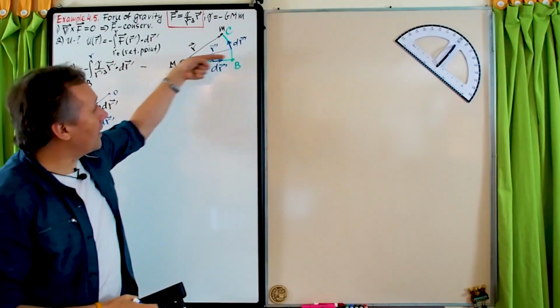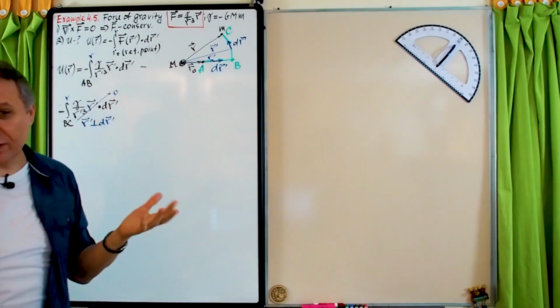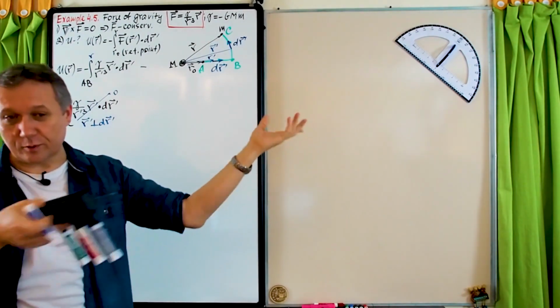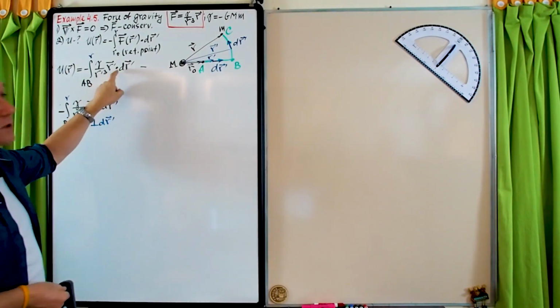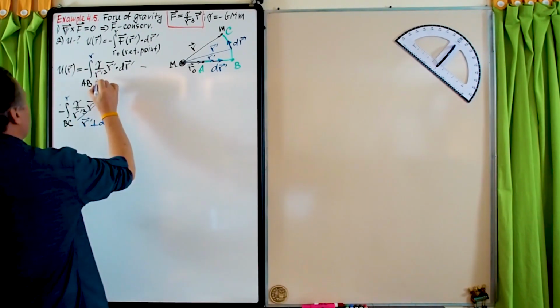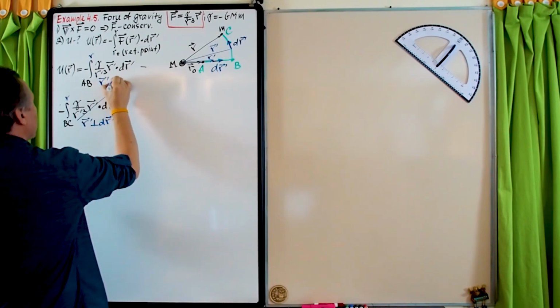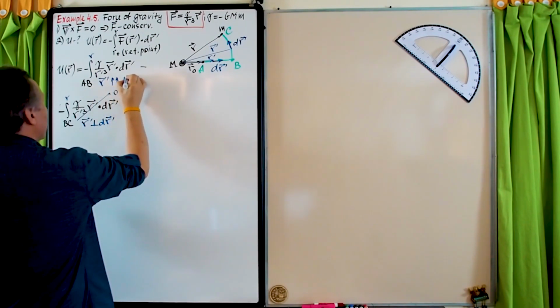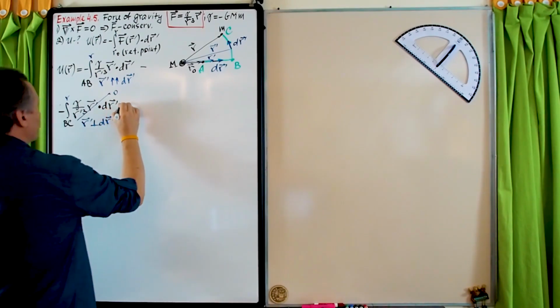So dr, that way, r prime from capital M to the point where dr is. So they are parallel to each other. So the angle between them is 0. Dot product is just a product of their magnitudes, right? Okay, so let me write it. So in this case, dr prime is parallel to the r prime. And of course, that integral is not 0.